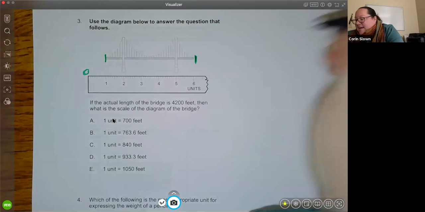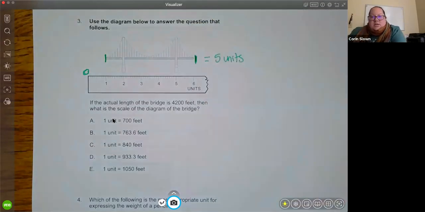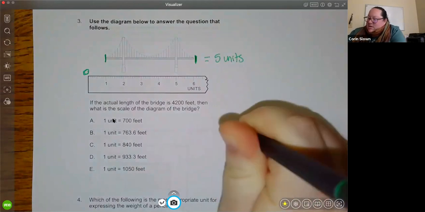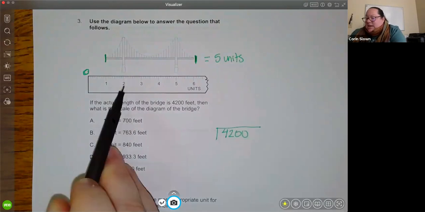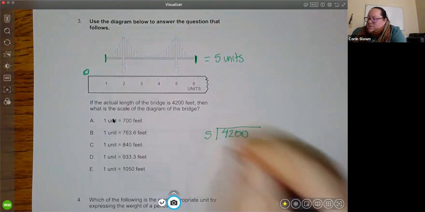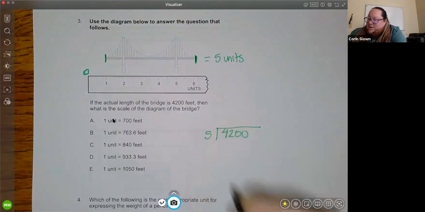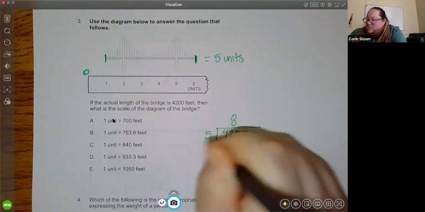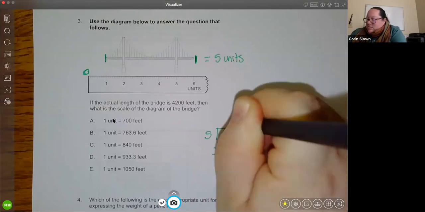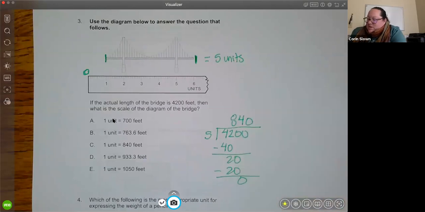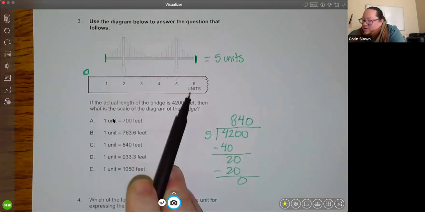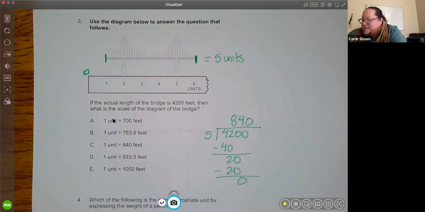So that's actually 5 units. So it's really important that we pay attention to our scale. If the actual length of the bridge is 4,200 feet, then we're going to represent that 4,200 feet using each of these inch increments. And since I have 5 of them, I'm going to divide 4,200 by 5. So 5 goes into 42 8 times. That gives me 40. 5 goes into 20 4 times. So I have 840 feet that is represented by 1 unit. This looks like inches on a ruler. So in this case, my unit is represented by 840 feet.